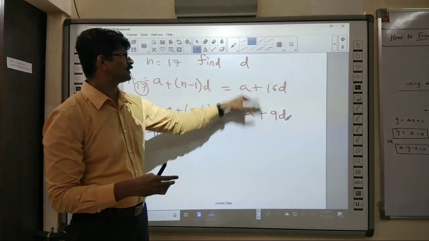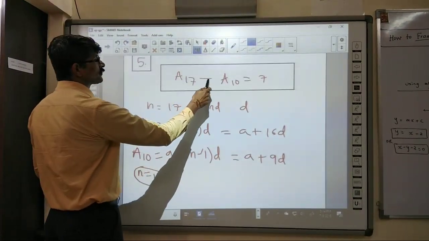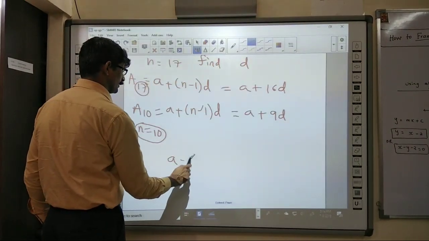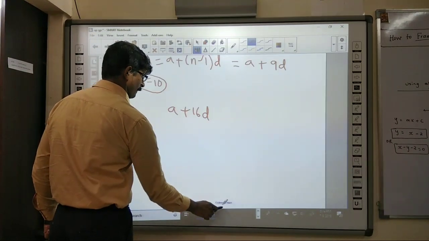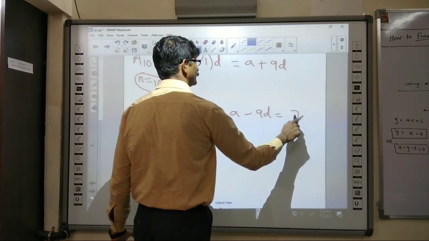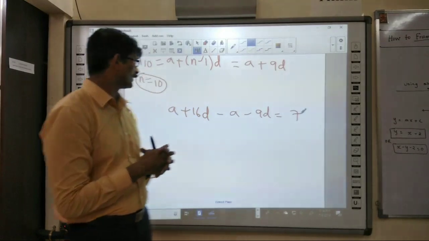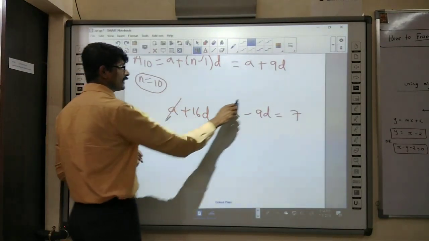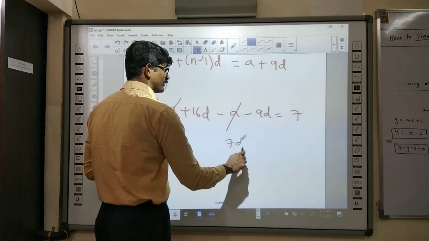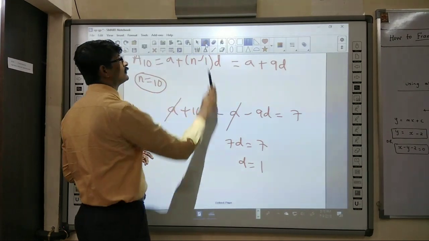And now you just have to subtract this, because that subtraction gives you 7. So if you just subtract this, we are going to get the next equation: a plus 16d minus a plus 9d is equal to 7. So students, again, take care of signs, and signs will take care of your sum or your results. So a and a will get cancelled. 16d minus 9d is 7d, which is 7. So d is equal to 7 divided by 7, which is 1.